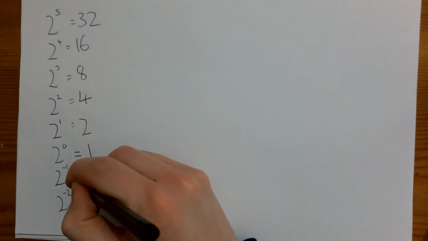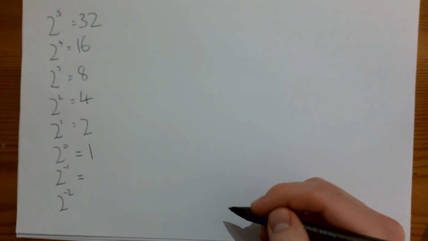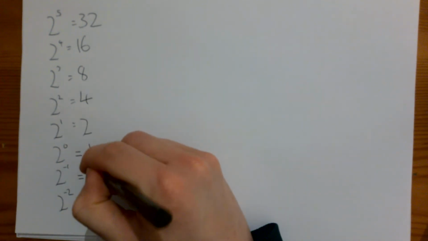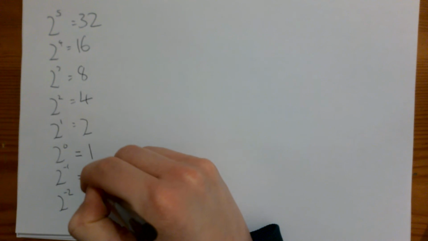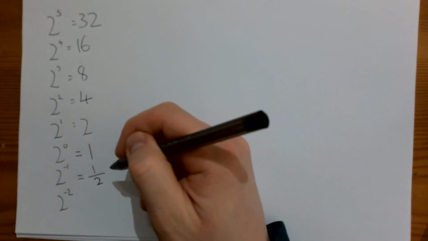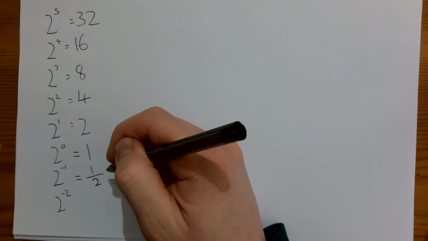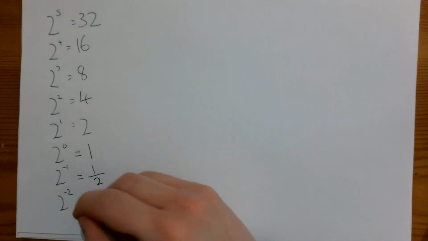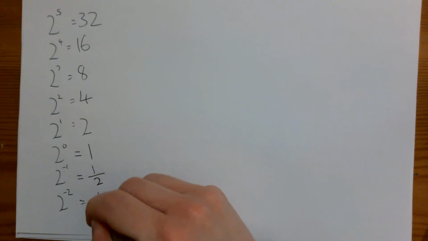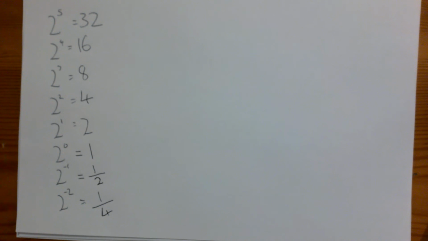So 2 to the power minus 1 means it must divide by 2 again, so it becomes 1 over 2, or a half. 2 to the power minus 2 means it's going to divide by 2 again, so it becomes 1 over 4. And next will be 1 over 8. I suspect you're probably starting to see the pattern.